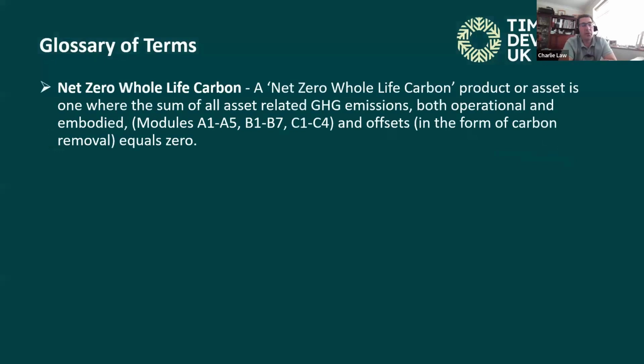Just before we move too far, I want to touch on some terms that we're going to be using here today, some of which we've touched on already. So net zero whole life carbon. A net zero whole life carbon product or asset is one where the sum of all the asset's related greenhouse gas emissions, both operational and embodied, i.e. when we talk about that assessment, it's A1 to 5, B1 to 7, C1 to 4, and any offsets in the form of carbon removal, equals 0. So that's what we mean when we talk about net zero. Whenever we talk about net zero, that's what we're talking about.